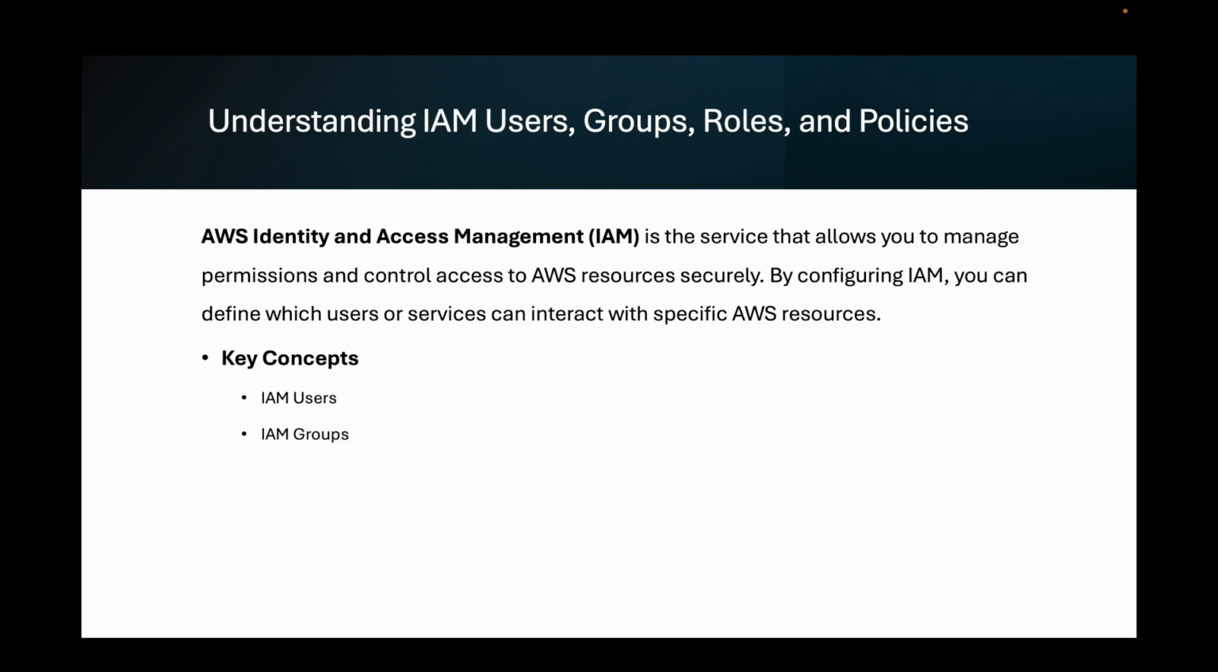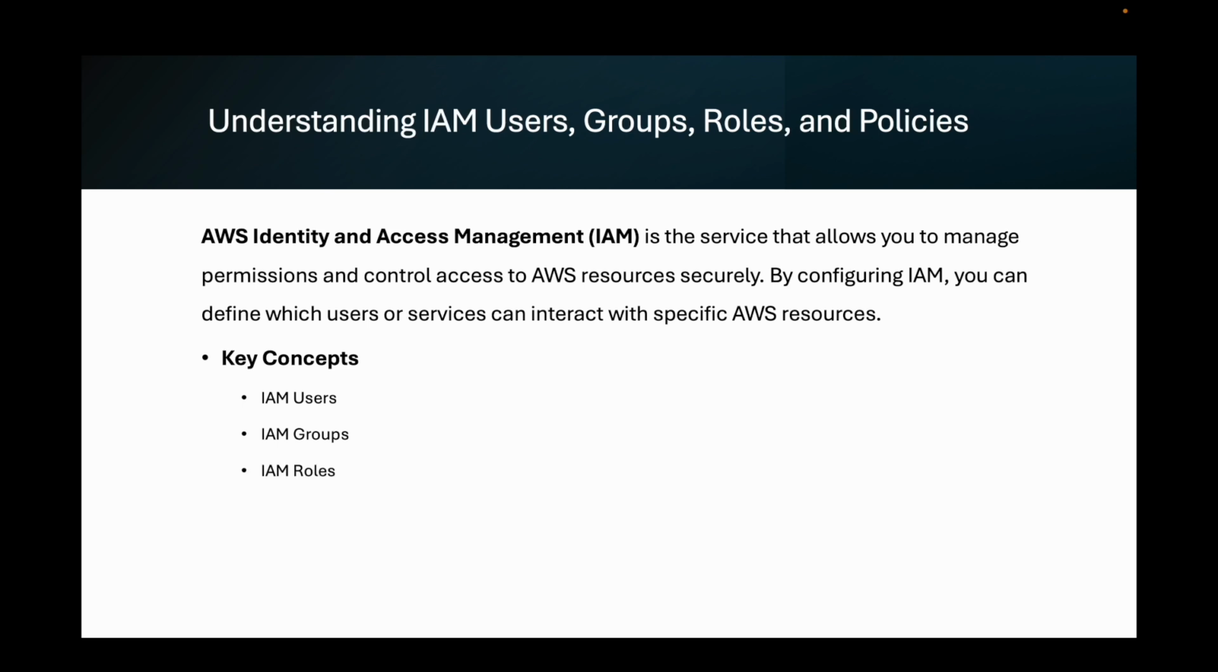Next, we have IAM groups. Groups are collections of IAM users. Policies applied to groups are inherited by all the users in that group. For example, you might have a developers group that grants access to EC2 and S3 services. Grouping users simplifies management by reducing the need to assign policies individually to users.